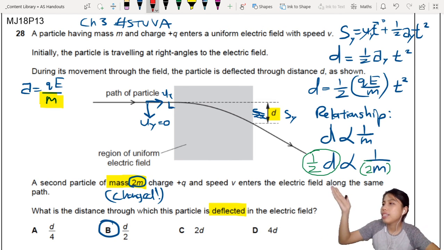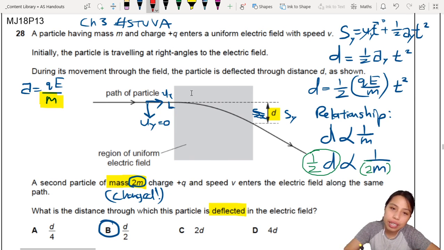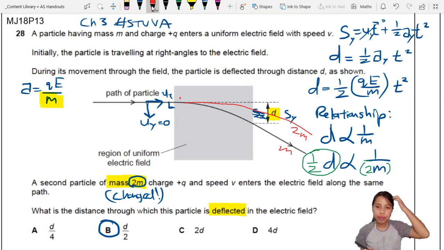Because this one is a bit heavier, it's going to take longer to curve downwards. So something like this, it slowly takes time to turn. And this is for the heavier particle of 2m. This is a particle of m, like what we did.